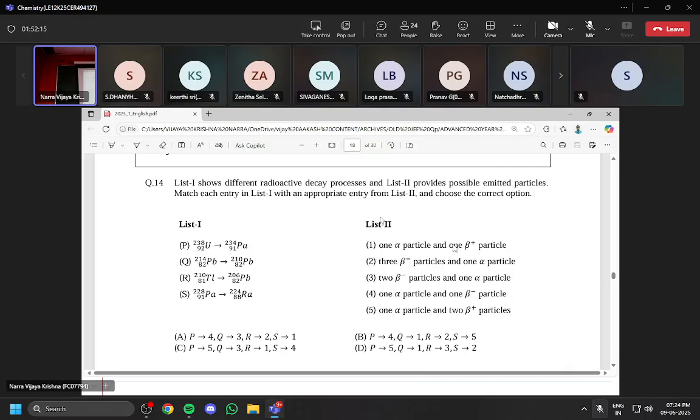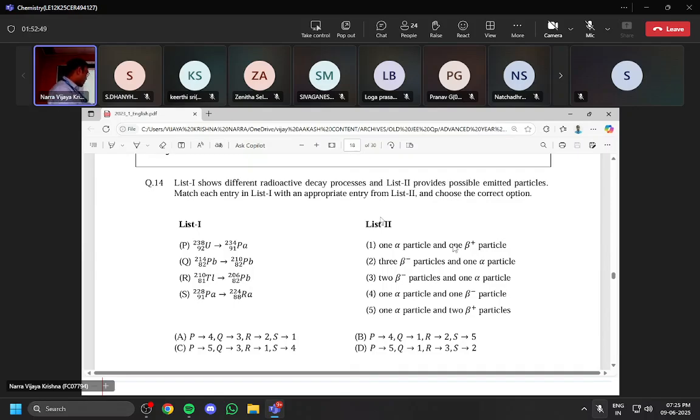So P4 means C, D, R ruled out. Now R2 no need to check. Check for Q and S. If any one is correct, over. So check for Q. 214 converted to 210. 1 alpha. 82 converted to 82. 2 beta. So 1 alpha, 2 beta. Which one? 1 alpha, 2 beta. Means 5. No, sorry. 5.